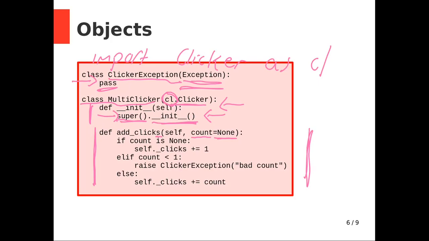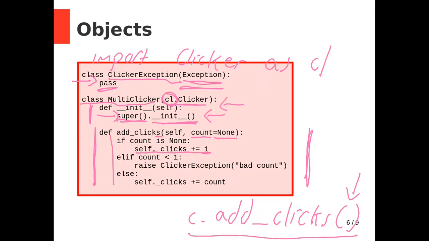I can do, like, c, where c is a clicker object, dot add clicks with no argument here. And the interpreter will give count its default value of None and then run the body of the function. So if count is None, then I basically do the same thing I would do if you just called click. I increment by 1. This is convenient because it means you can just call add clicks like this and it works the same as the click method. It just steps up by 1. However, you can give a number there.